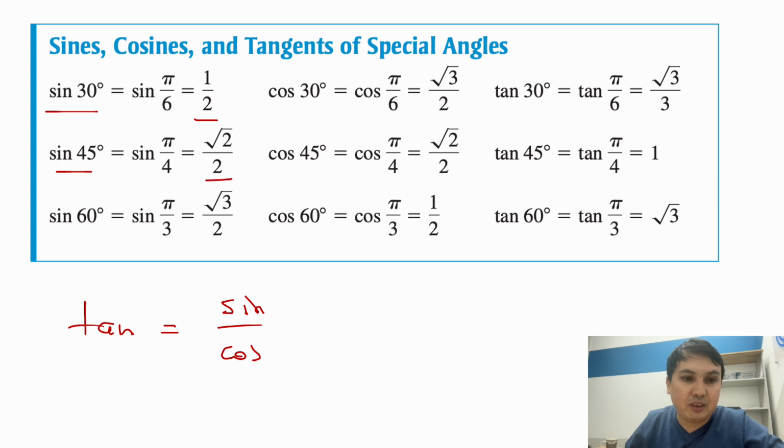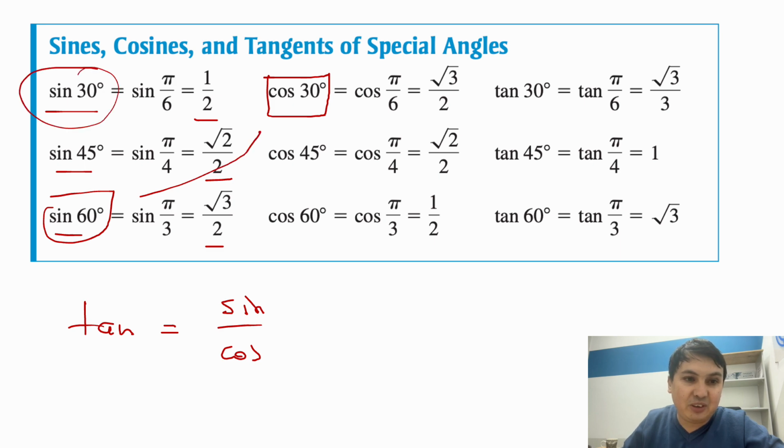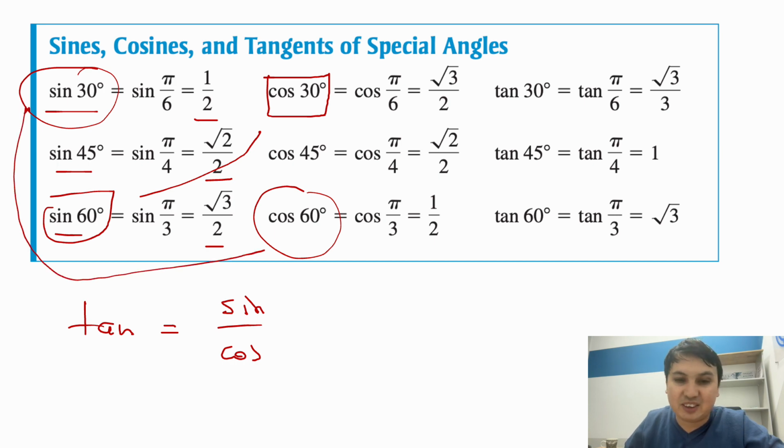But anyway, sine 30 degrees is 1 over 2, sine 45 degrees is square root of 2 over 2, sine 60 degrees is radical 3 divided by 2, and then cosine 30 degrees is square root of 3 over 2, and so on and so forth. So you see, cosine 30 and sine 60 are the same. Sine 30 and cosine 60 are the same. And sine 45 and cosine 45 are the same.